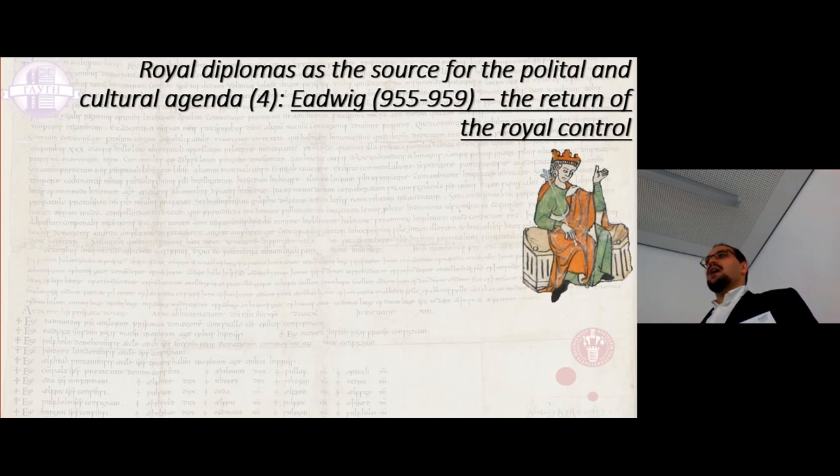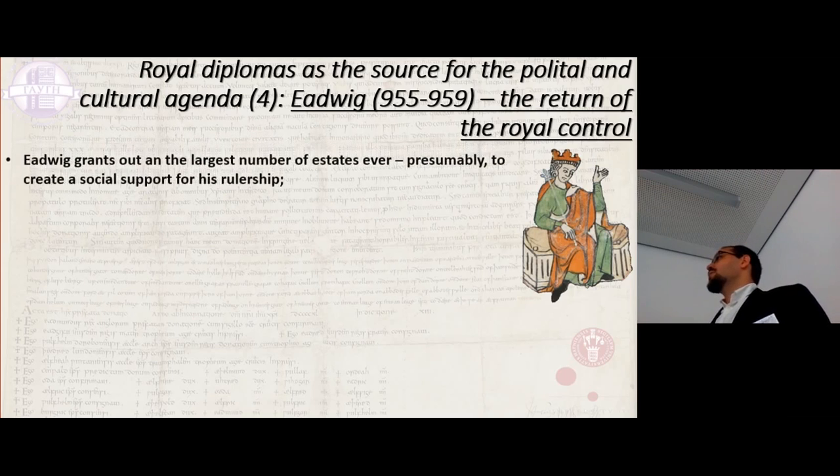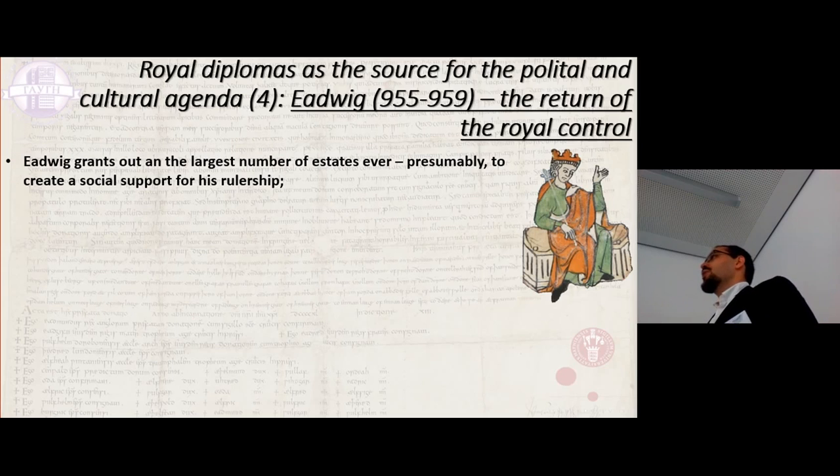Then comes our King Eadwig with his threesome. It seems Eadwig was trying to put an end to this chaos of the ecclesiastical rule, so it seems that he disbanded the previous chancery and employed a new set of scribes. Next one, please.